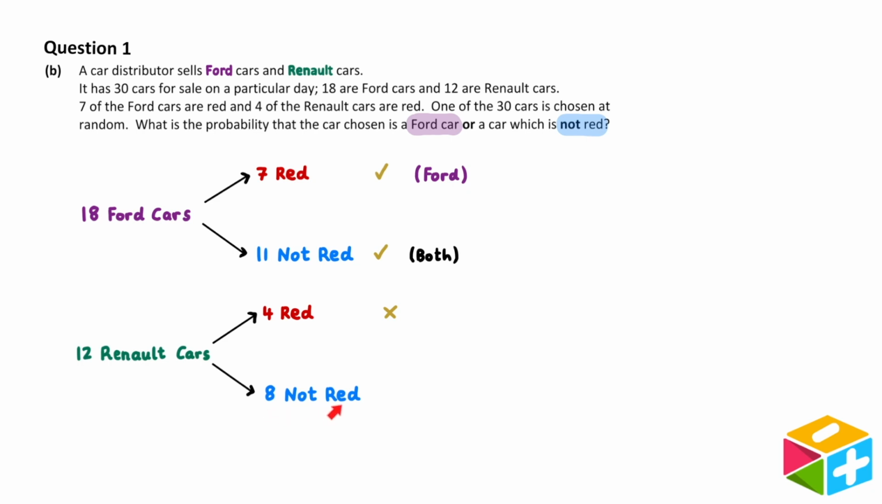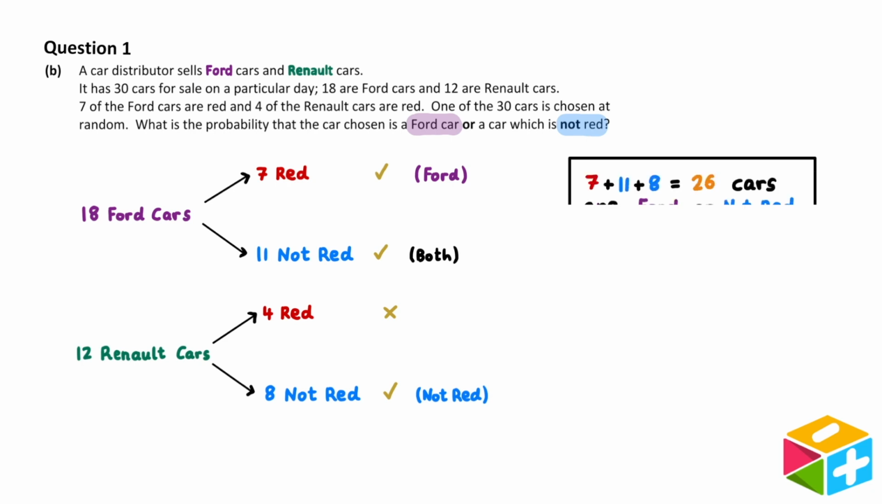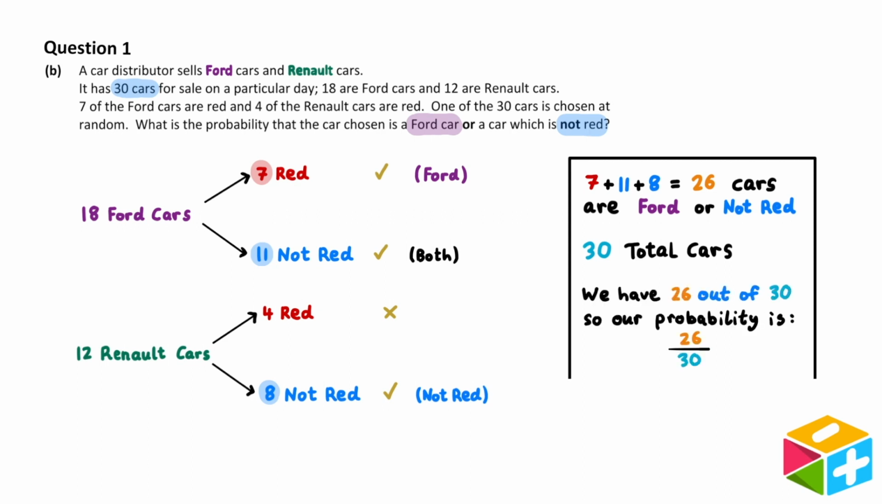Finally, we had 8 Renault cars which were not red. Since these are not red, we will want to include these. So, we have a total of 7 plus 11 plus 8, which is 26 cars being Ford or not red. We know that there were 30 total cars in this scenario. Since we have 26 out of 30 of the cars being Ford or not red, our probability is 26 over 30.